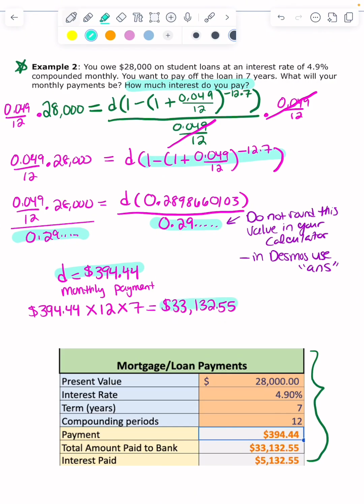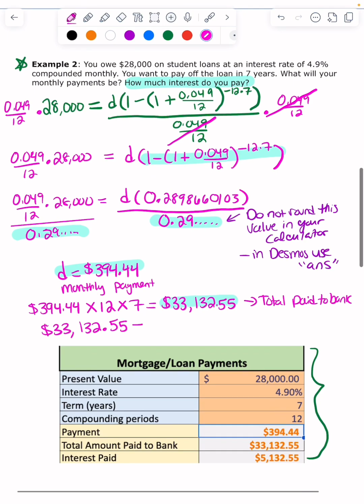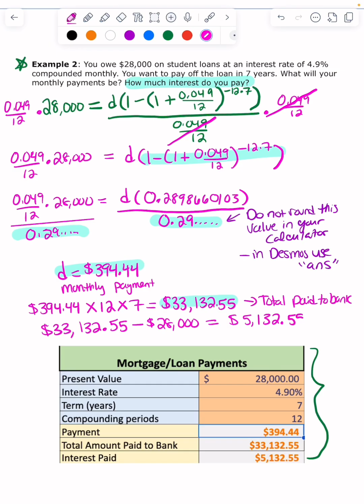And then finally, well, let's just put a note there. This is total paid to the bank. Now I can calculate how much interest that is, because the loan was only for $28,000, but we paid over $33,000. So all the remaining money is interest, and that comes out to be $5,132.55.